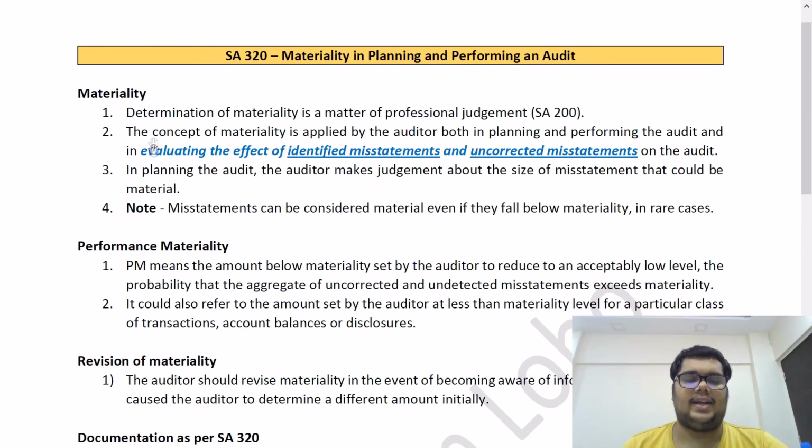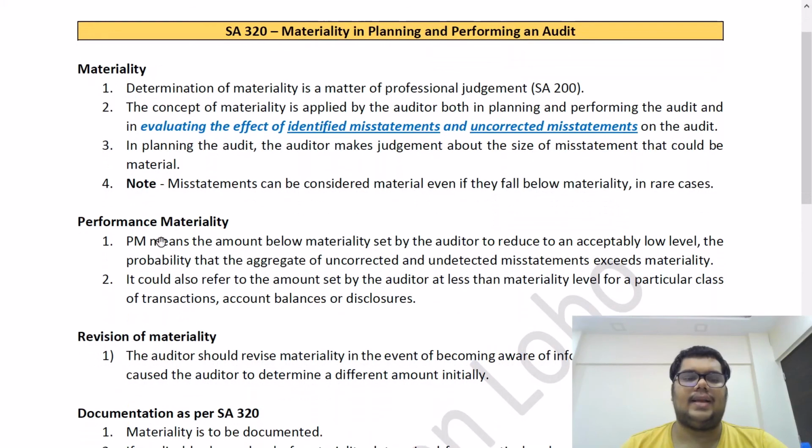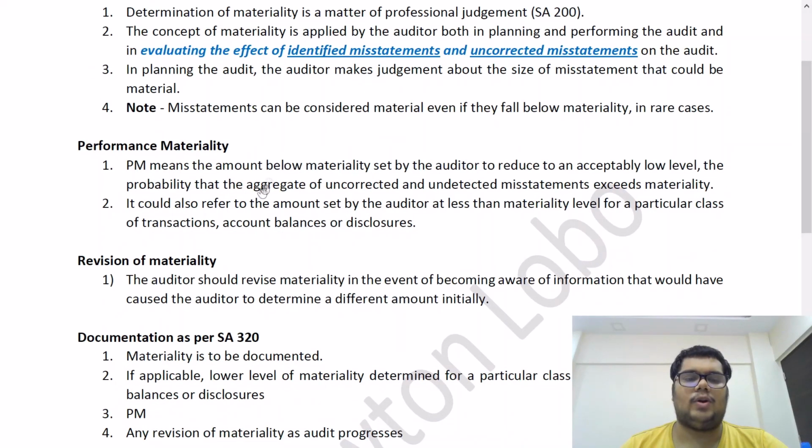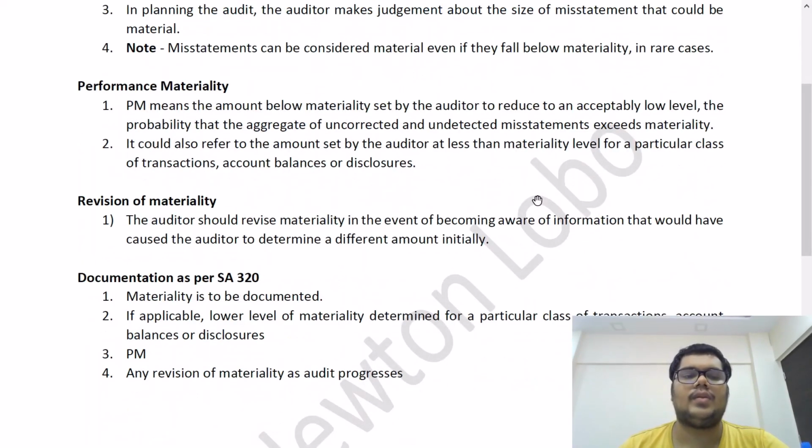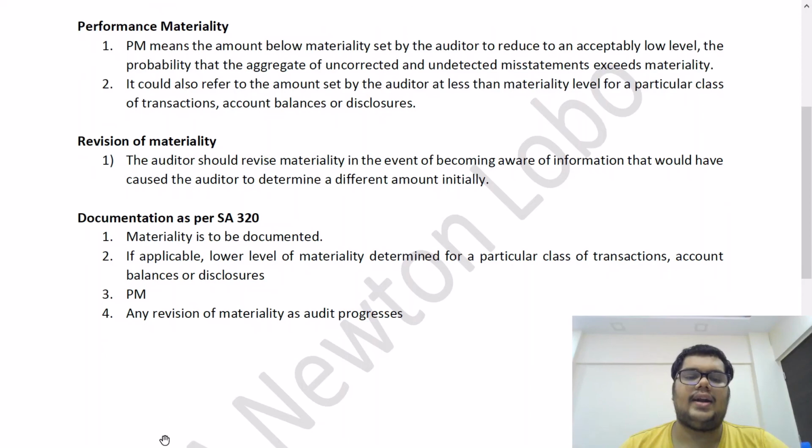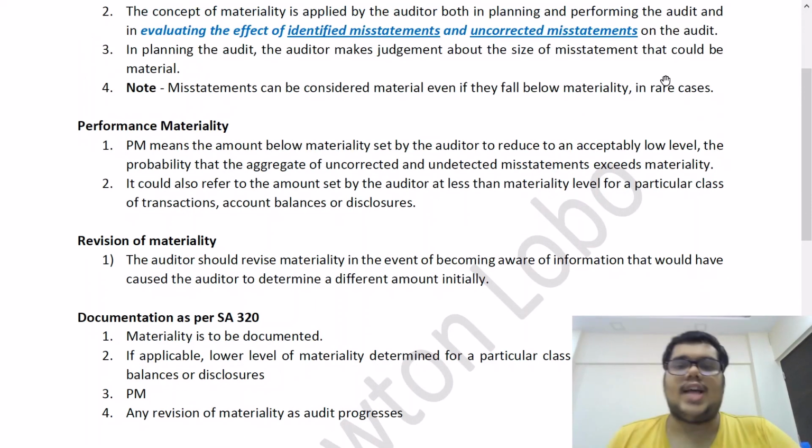First point, materiality, that needs to be documented. Then both PM points, that is PM needs to be documented, and also if you have set any lesser materiality for certain balance sheet items, P&L items or disclosures, you need to document that. And the third answer was revision of materiality, which also you have to document as per documentation required by SA 320. So this is your standard on SA 320.